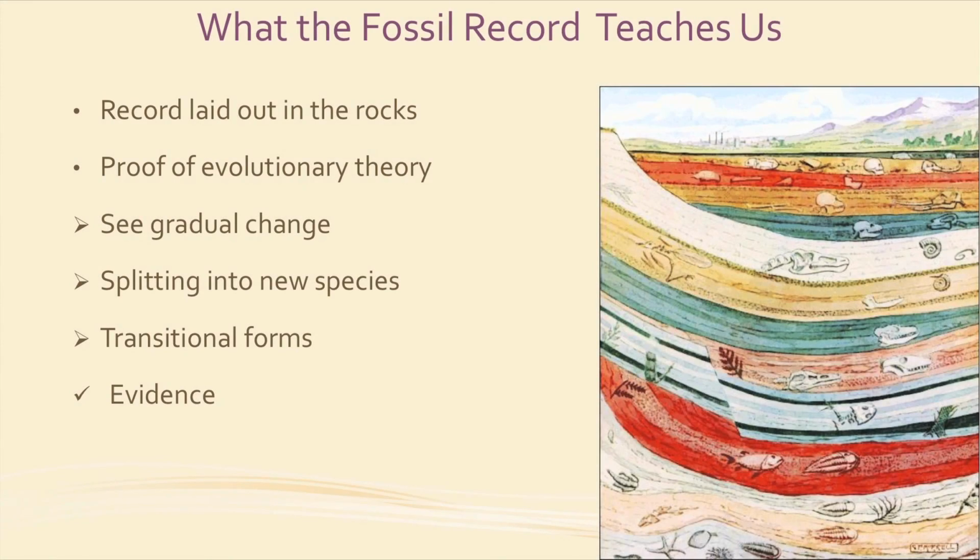The fossil record teaches us three things. First, the record, laid out in the rocks, provides proof of evolutionary theory. This is because we can see things like the gradual change within lineages, the splitting of lineages into new species, and finally, the existence of transitional forms between two very different types of organisms. This evidence is unwavering proof that evolution happened.